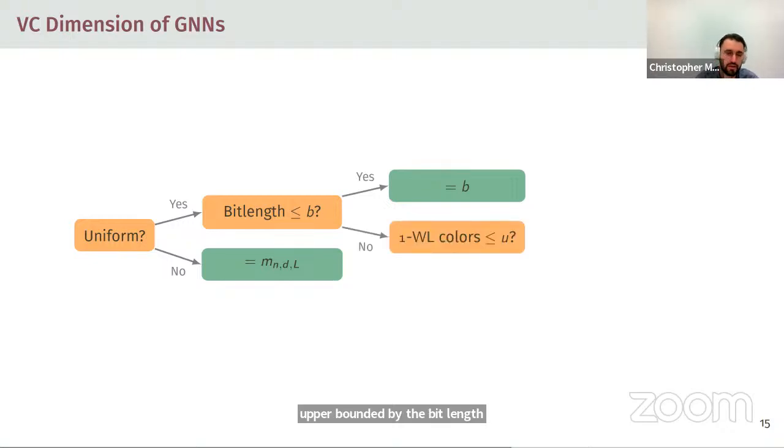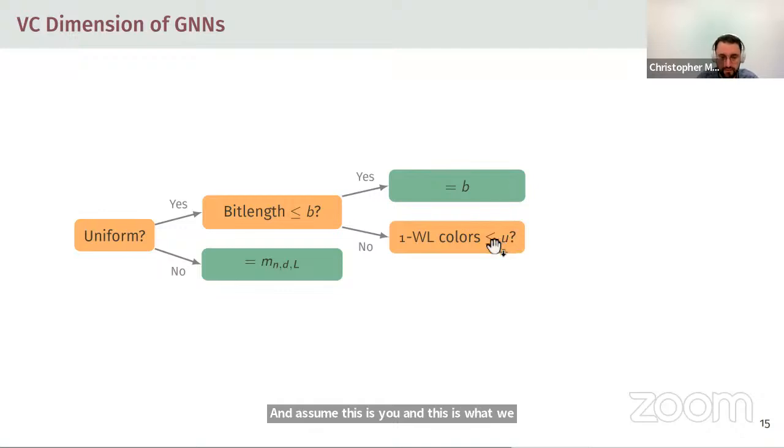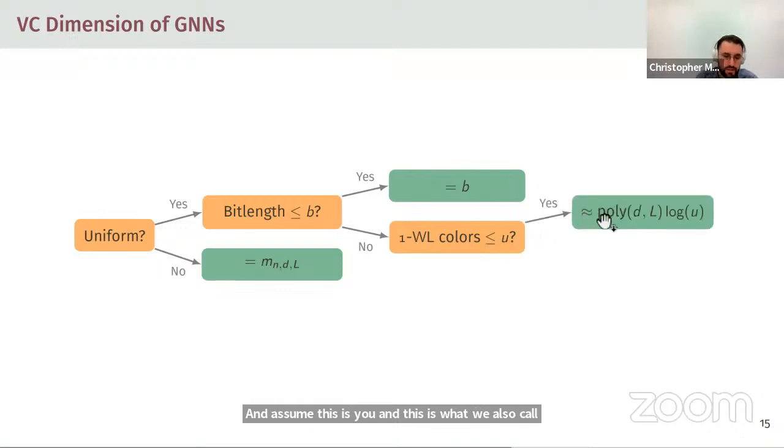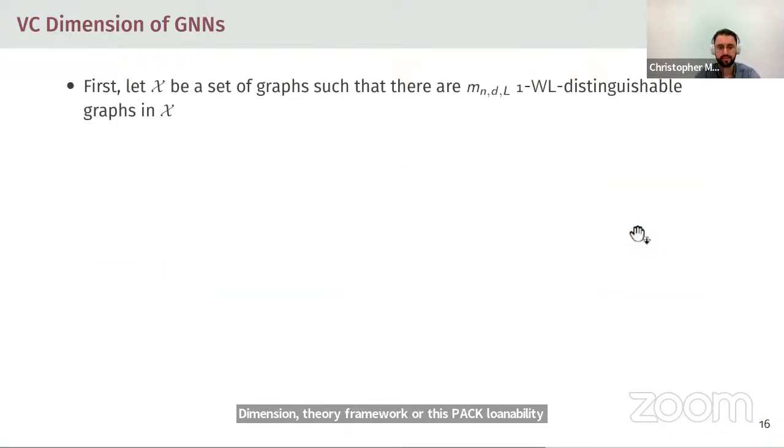And then if you do not want to consider bit length, then you can look at the maximal number of colors 1WL produces over each graph and assume this is U, and this is what we also call the color complexity of the graph. And then we were able to show that the VC dimension is upper bounded, polynomial in the width of the GNN and the number of layers, and logarithmic in the number of colors 1WL produces, right? And if you cannot do this, then the VC dimension is infinite and you cannot get any insights on the generalization error within this VC dimension theory framework, or this PAC learnability framework. Okay, so let's look at these results in more detail.